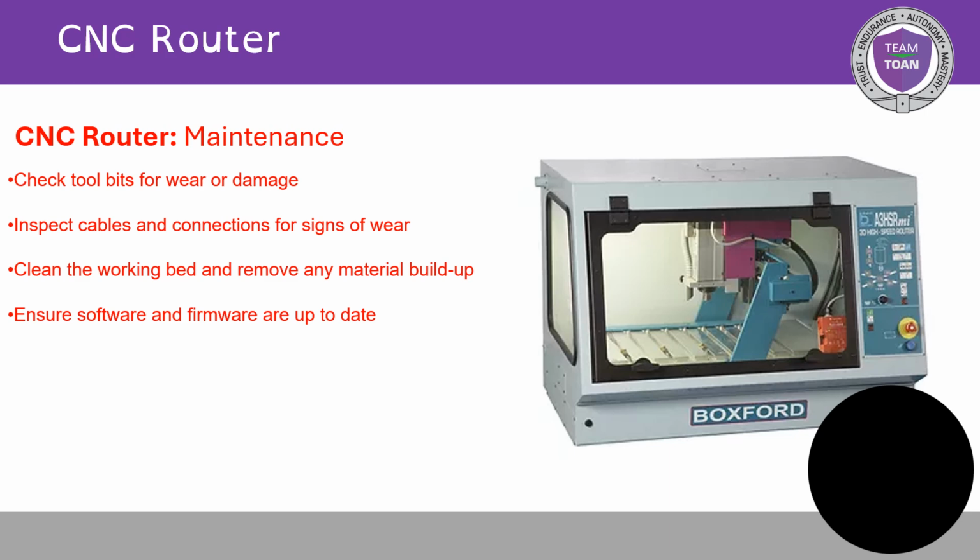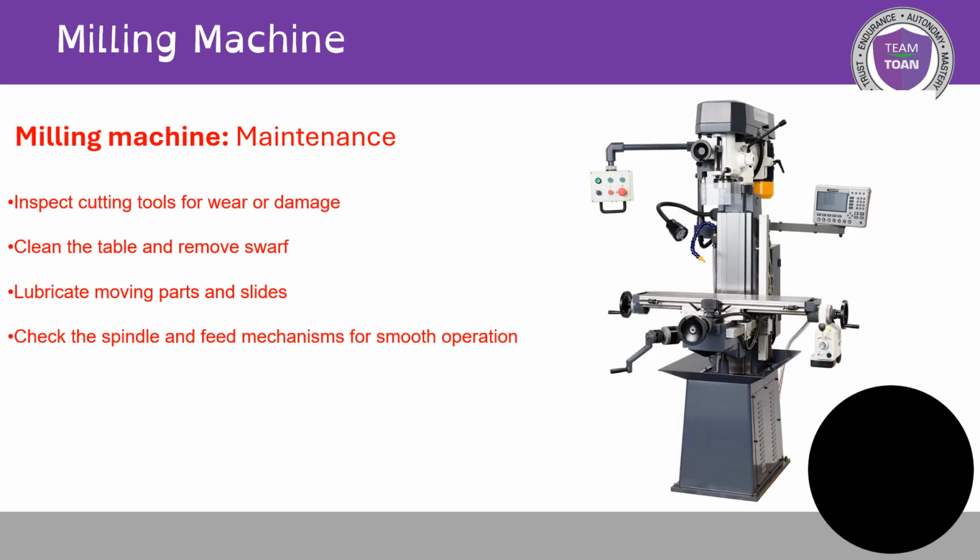CNC router, check tool bit is for wear and damage, inspect cables and connections for sign of wear, clean the working bed and remove any material buildup, and ensure software and firmware are up to date. If it's not up to date, the machine won't work.